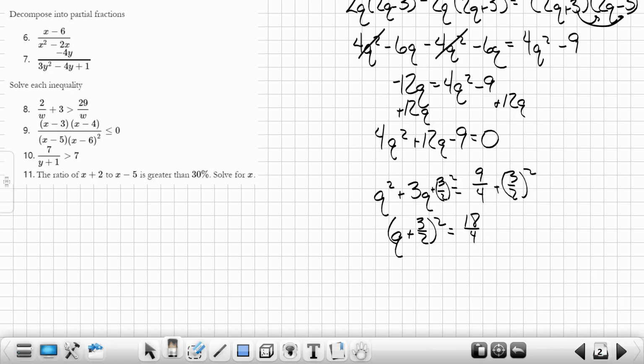Square root both sides. The square root of 18 is 3 square root 2, so we get 3 square root 2 over 2 when I square root both sides, plus or minus. And then I subtract 3 halves and I'm done. There we go.